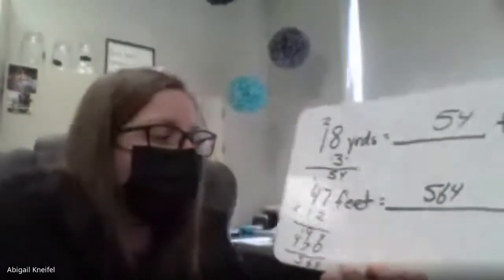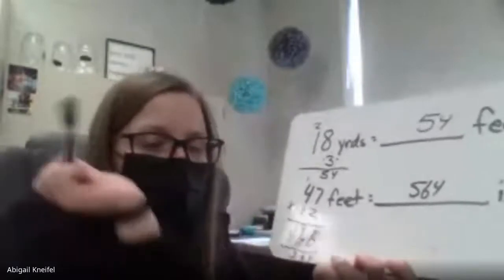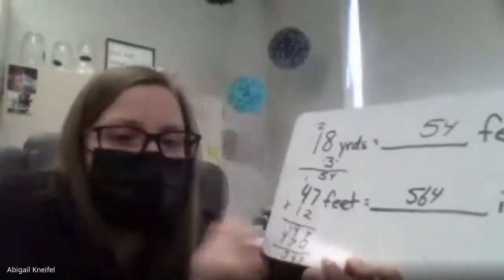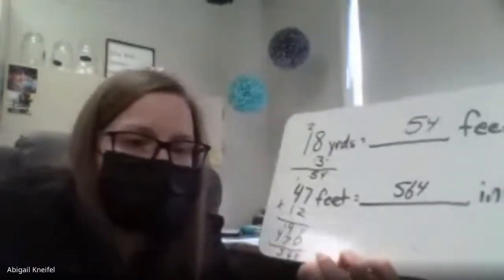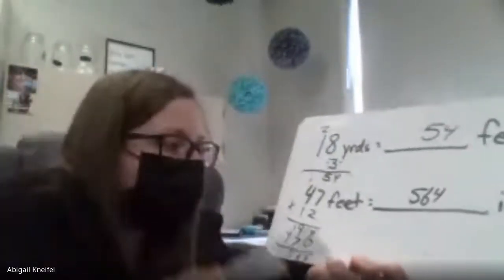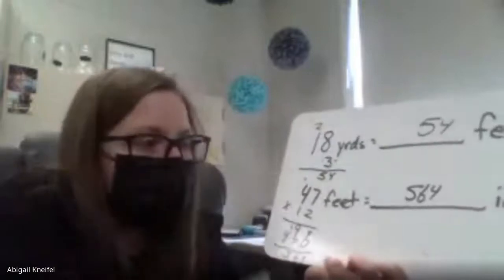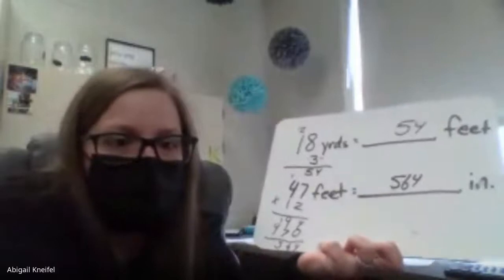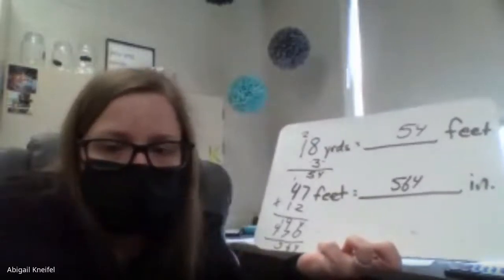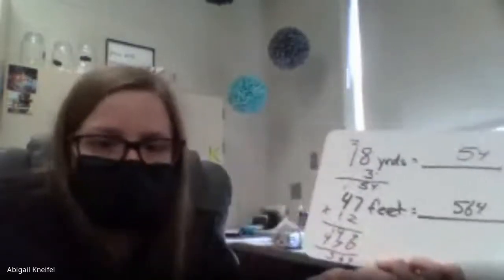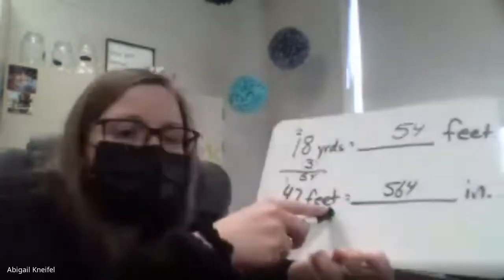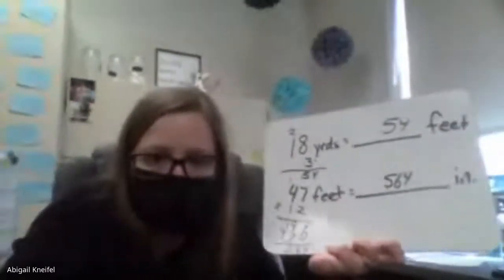Anyways, Mia, so we know that each foot has 12 inches. So if we have 47 feet, we just have to multiply it by 12 because we know there are 12 inches in each foot. So 47 times 12, we get 564 inches, okay? That'd be the same thing if it was 2 feet, you would have 24 inches, okay? So all you do is multiply the number of feet by how many inches are in a foot, which is 12. Okay?